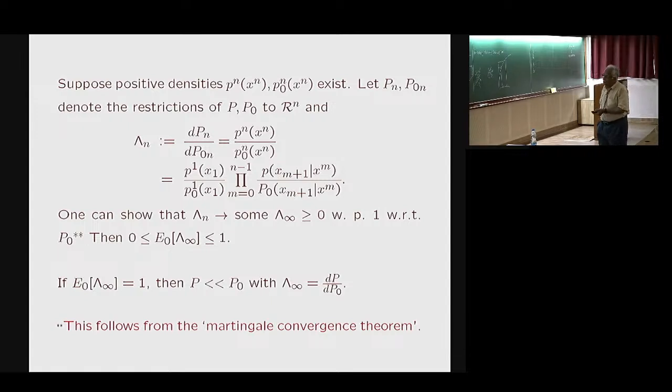But if it is 1, this is a fairly restrictive condition. Let Pn and P naught n be the restrictions to the first n. If Pn is absolutely continuous with respect to P naught n for each n, that does not imply that P is absolutely continuous with respect to P naught. But if the limit has expected value 1, then it is true, and the limit is the Radon-Nikodym derivative.